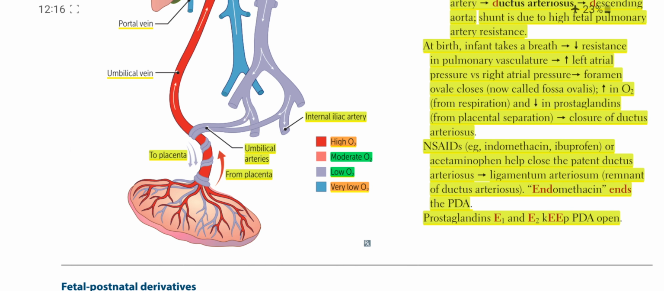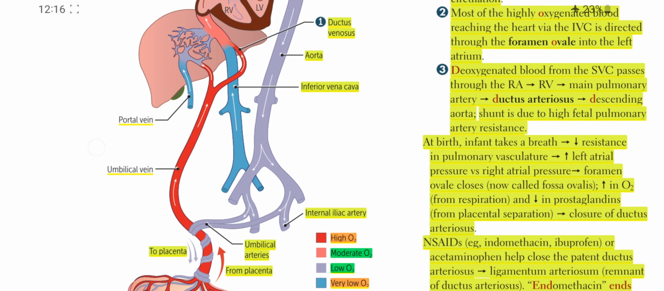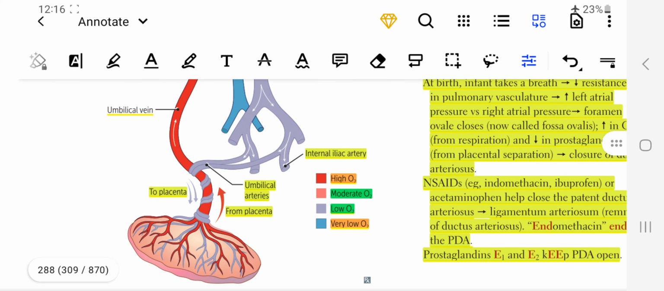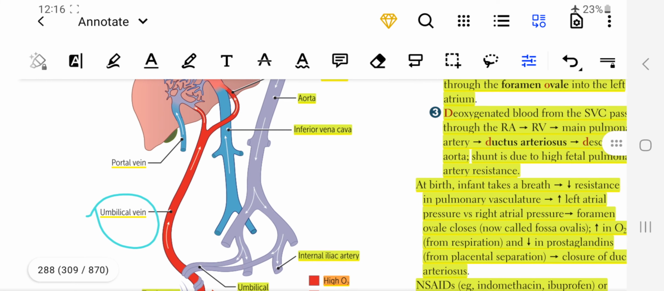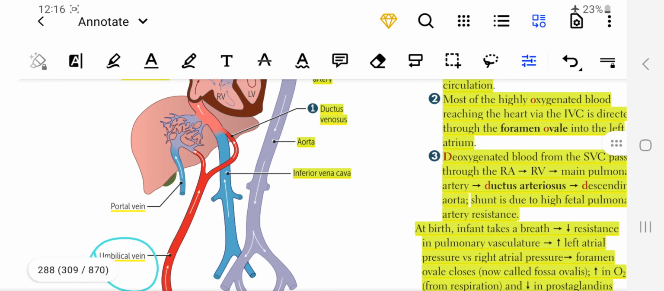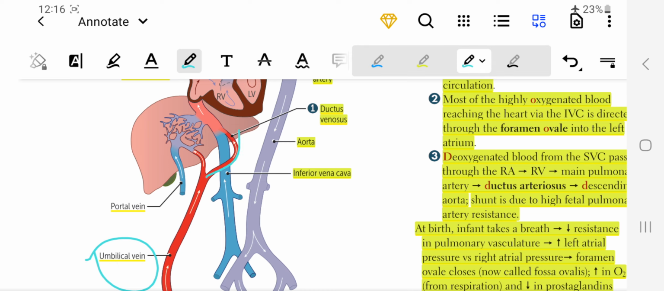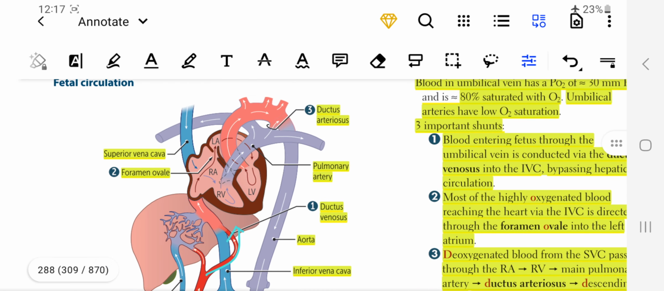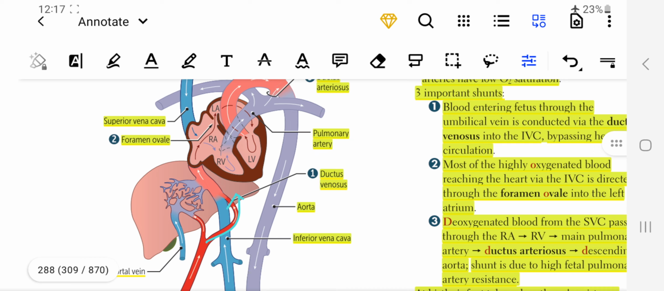Okay. What will happen is, let's say this is the umbilical vein, right? This is carrying the oxygenated blood. This will shunt this blood to the inferior vena cava, right? That will shunt the hepatic circulation directly, that will enter the inferior vena cava, right? Then we have the foramen ovale that is shunting the blood between right atria and left atria.